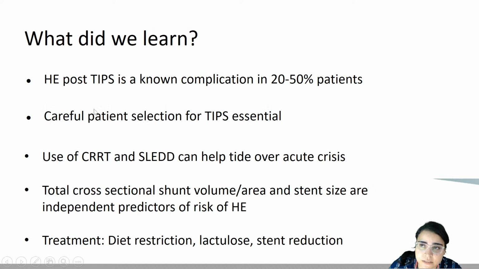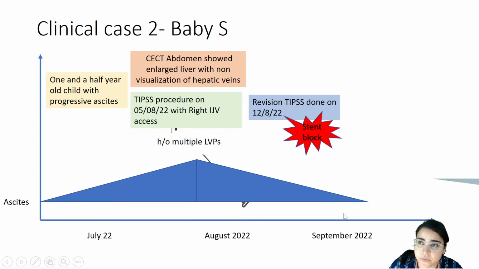So we have seen the importance of careful patient selection, and a non-renal indication of using CRRT, and that the cross-sectional shunt volume or area are independent risk predictors of HE, and the management was as described. The other case that I wanted to discuss is of a small child.